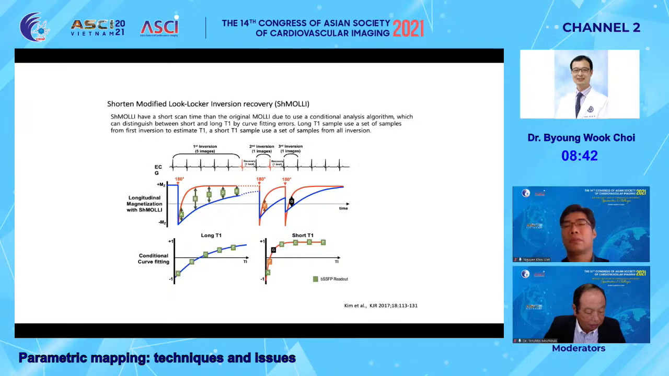Shortened modified Look-Locker inversion recovery, so-called shortened MOLLI technique, is another modification of the MOLLI sequence. It provides a faster acquisition time within a short breath hold duration of only 9 heartbeats and is less heart rate dependent. The shortened MOLLI sequence does not require the full recovery of longitudinal magnetization because of the conditional data analysis algorithm. In regions of long T1, the set of samples from the first inversion is fitted using the 3-parameter model, while the samples from the first and second inversions are fitted for short T1. For very short T1, the samples from all inversions are used.